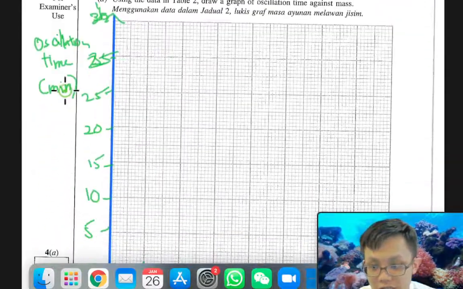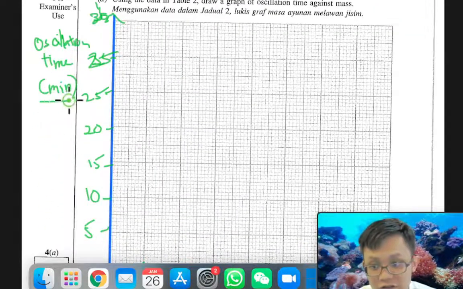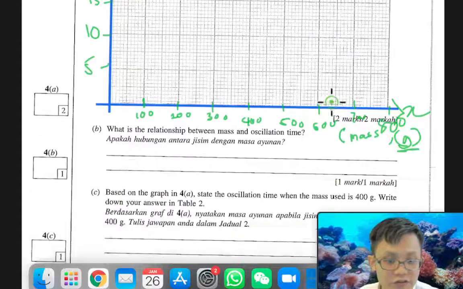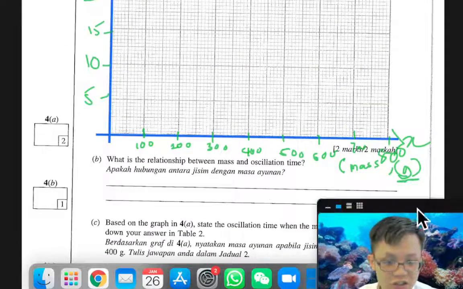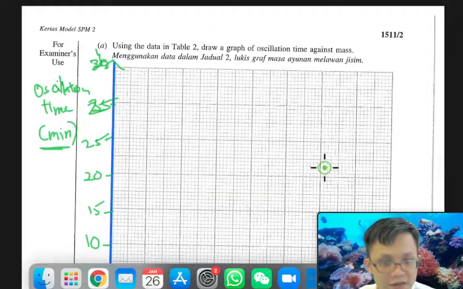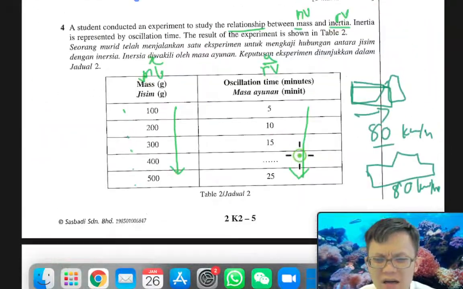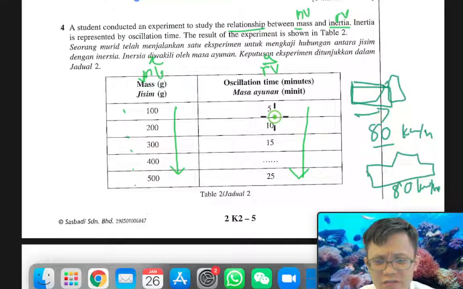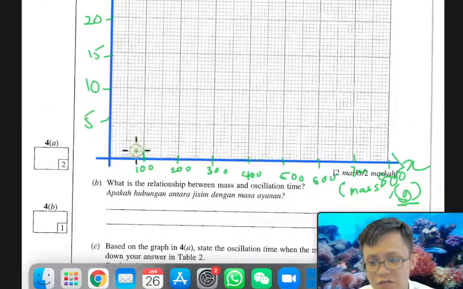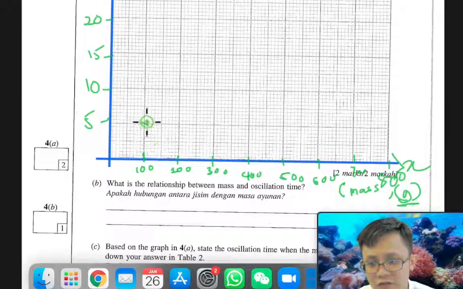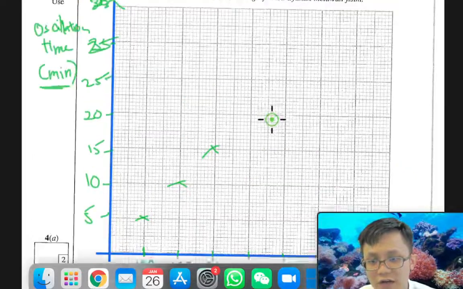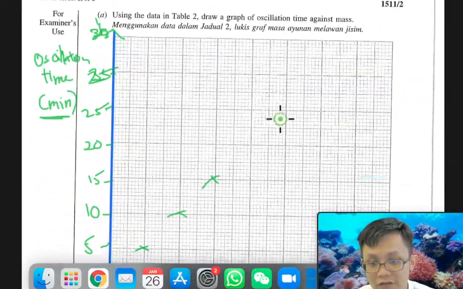So after you draw this, label it. Make sure this one students always forget, the unit. Because if you don't write the unit, it could mean kg, it can be ton, it can mean a lot of things. Okay, let's make this quick. 105, 210, 315, 420, 525.